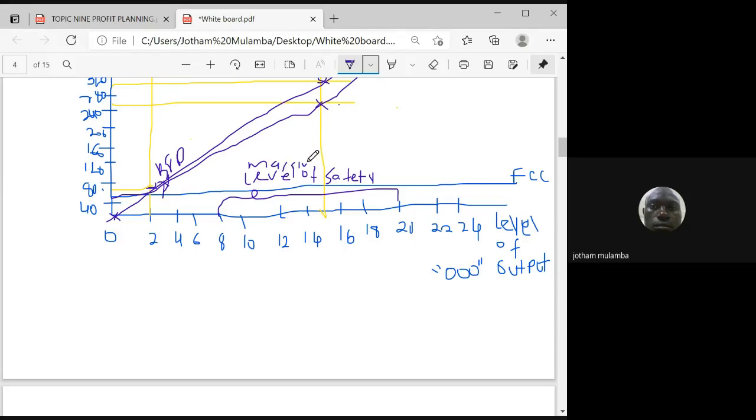Margin of safety. And then this angle below the break-even point, mark it as loss. Mark it as loss. This angle above, mark it as profit. Profit.